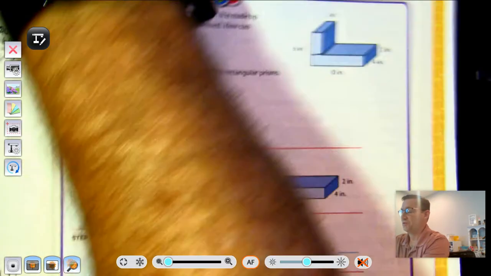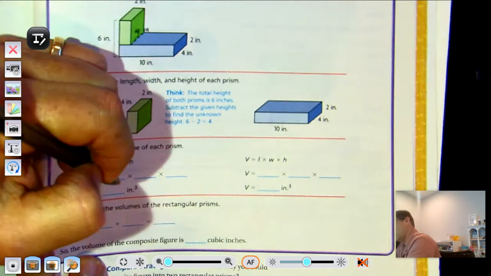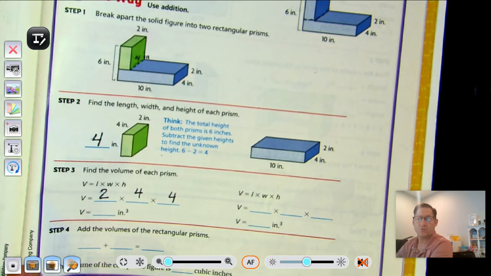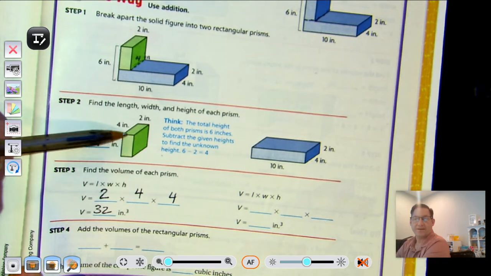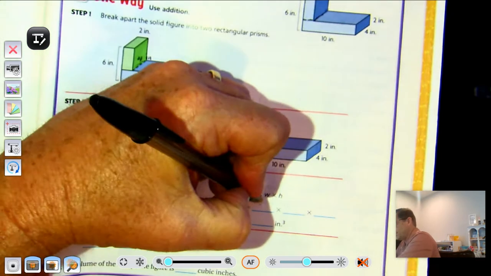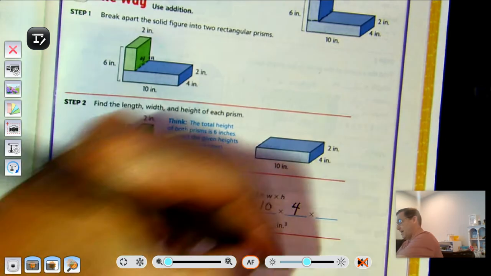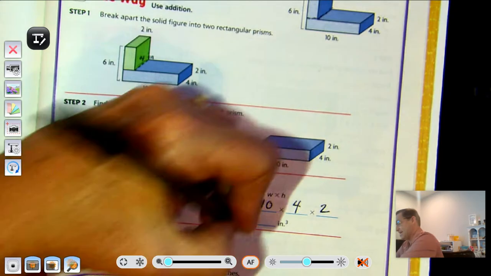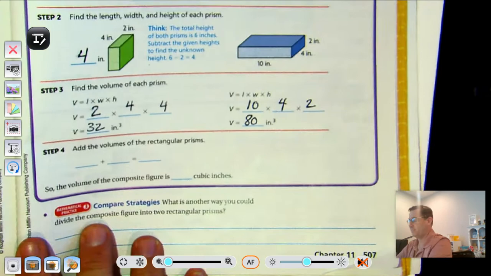We simply have to find the volume of each one. We would find the volume by multiplying length times width times height. So we would have 2 times 4 times 4. Well, 2 times 4 is 8, and 8 times 4 is 32. So the green rectangular prism has a volume of 32 cubic inches. The blue, or the bottom rectangular prism, has a length of 10, a width of 4, and a height of 2. Well, 4 times 2 is 8, and 8 times 10 is 80.